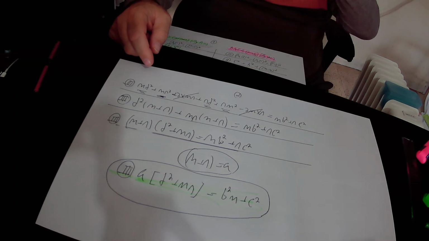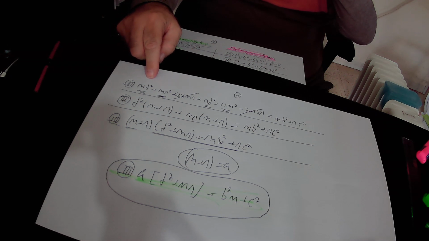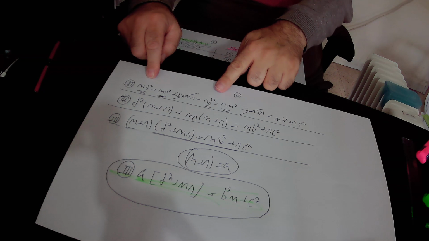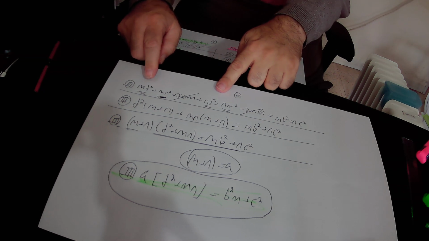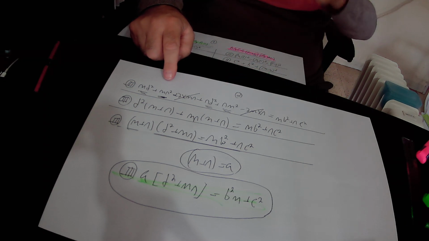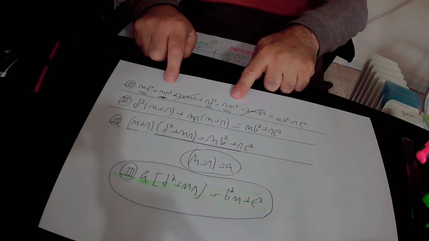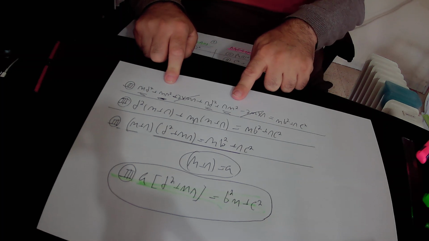Then we took out D squared as a common factor from MD squared and also from ND squared. So inside the brackets we are left with M plus N. Then we took NM or MN as a common factor for MN squared and also from NM squared. So inside the brackets what is left is M plus N.